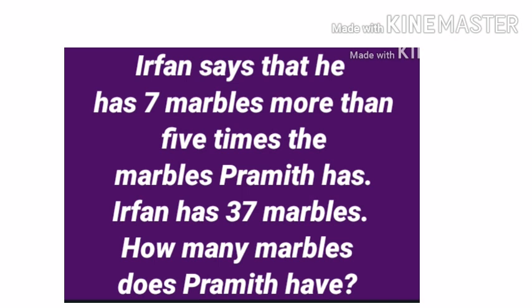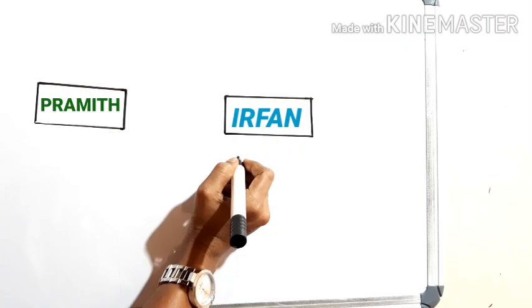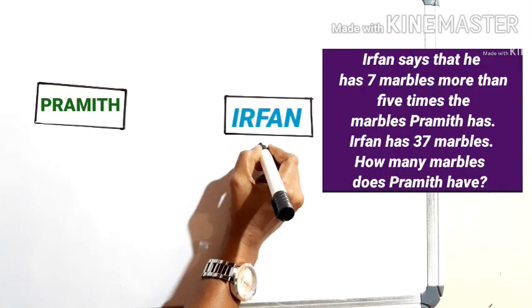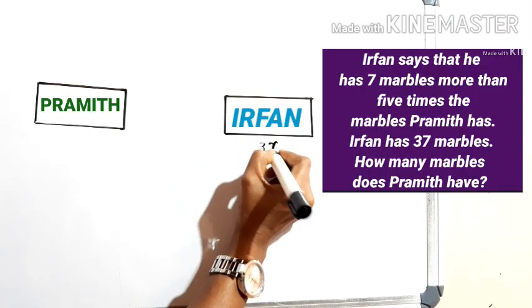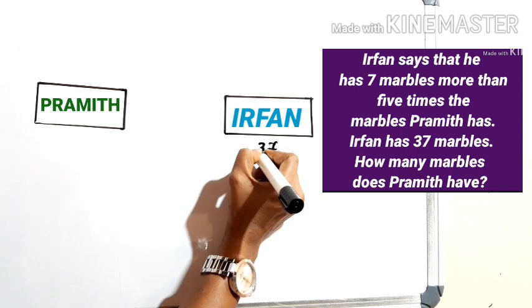Irfan says that he has 7 marbles more than 5 times the marbles Pramit has. Irfan has 37 marbles. How many marbles does Pramit have? Here, Irfan has 37 marbles. Already given in the question, right?